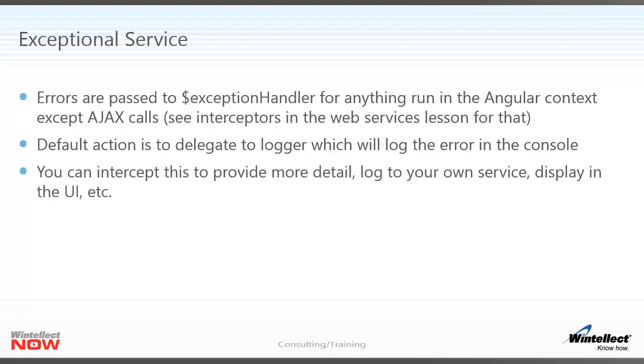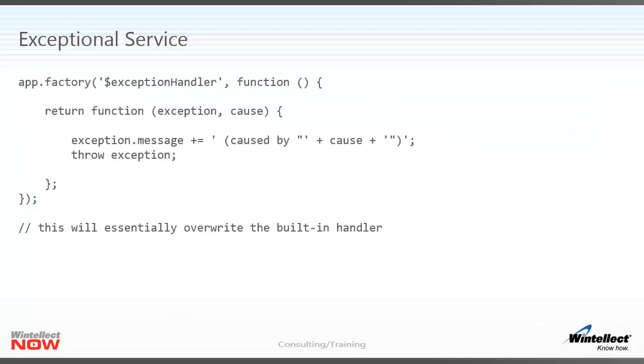However, you may want to have your own special type of error handling. In this case, you can intercept the service. In fact, the recommended way is to simply replace the service with one of your own so that you can provide more detail, maybe log it to your own service for tracking errors or display it in the UI, etc. And this is an example of replacing the exception handler.